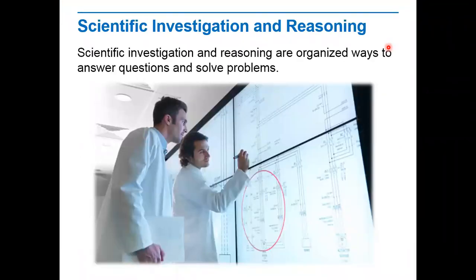Now, scientific investigation and reasoning. Scientific investigation and reasoning are organized ways to answer questions and solve problems. Now, we have to do experiments, observations, models, surveys, and sampling.